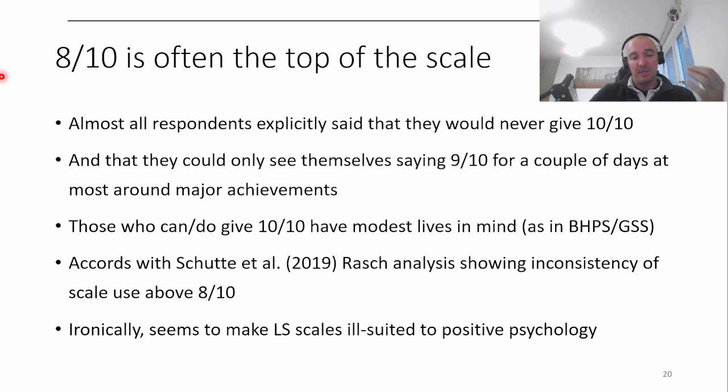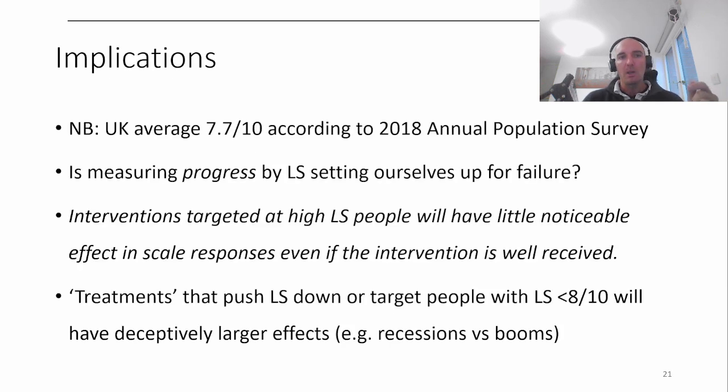So a lot of people explicitly say that they would never give 10 out of 10, and that they could only see themselves saying that they're 9 out of 10 for a couple of days at a time around some major achievement or major good time event, like a wedding or something. The people that do give 10 out of 10 usually have quite modest lives in mind. And we see this in the big statistical data as well, that the people who are 10 out of 10 are often not as wealthy as people who are lower down the scale, have worse health, have a bunch of other outcomes that objectively seem worse, but they're still 10 out of 10.